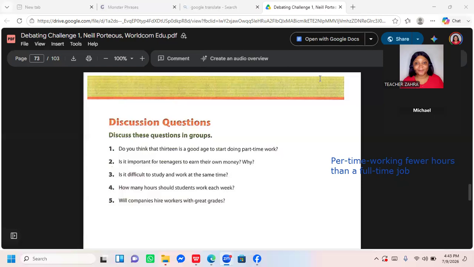Because great grades show discipline and hard work. Okay, because great grades show discipline, responsibility, and hard work, right? Yes. Okay, when you have great grades, it shows that you're hardworking and responsible.